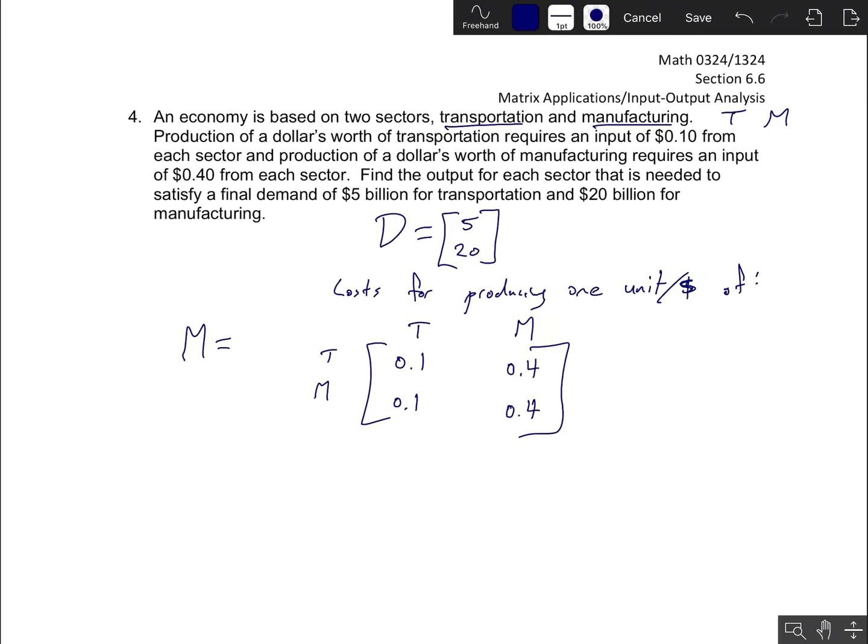So it's easy to take the transpose of this matrix and get a little bit confused, but in order for this model to work, you need to build each of the columns as the cost for producing that 1 unit or $1 for each of these sectors.